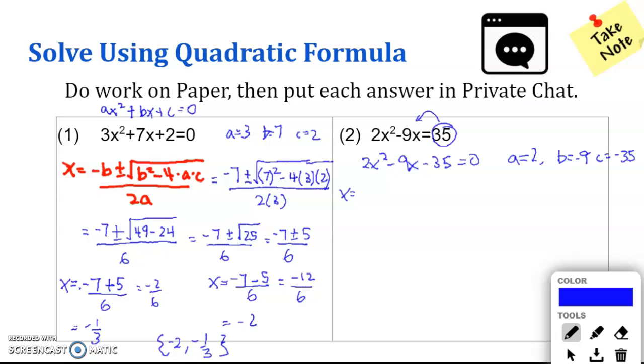There is a song that follows the tune of Pop Goes the Weasel, so I'm going to sing it for you. It's not going to be pretty, but let's go. So it goes x equals negative b plus or minus square root of b squared minus 4ac all over 2a. I'll show you a video of that in a minute.